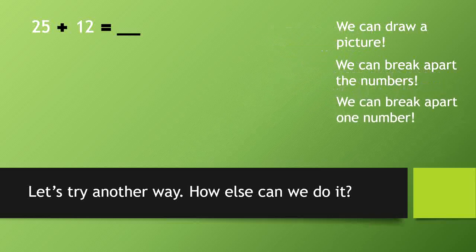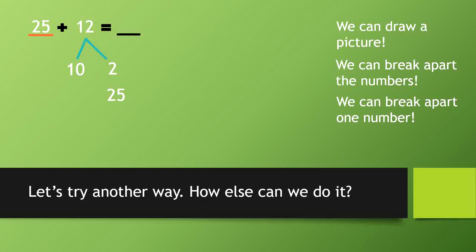We can break apart just one number. Great idea. Let's try it. This time, let's leave 25 alone, and we're just going to break apart 12. If we break apart the 12, it's really simple, especially because we already did it. We know that it's going to be 10 and 2. 10 because there's a 1 in the tens place, representing just 1 ten, and there's a 2 in the ones place, representing 2 ones.